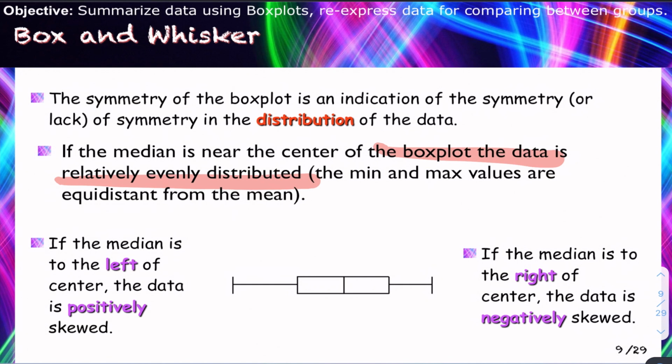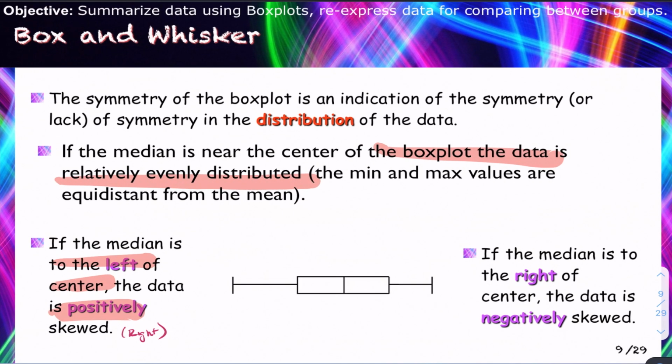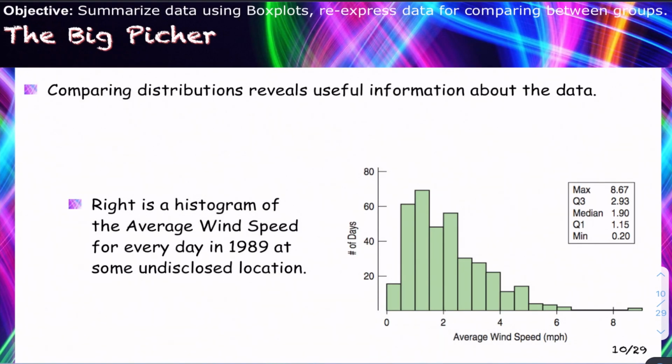If the median is not in the center of the box, and let's say the median is to the left of the center, then the data is positively skewed. And if we remember what positively skewed meant, that just meant right skewed. If the median is on the right-hand side, the data is negatively skewed or left skewed. So this helps us if we are looking at all of our data at a glance. This simple box plot can tell you a lot about your data set.